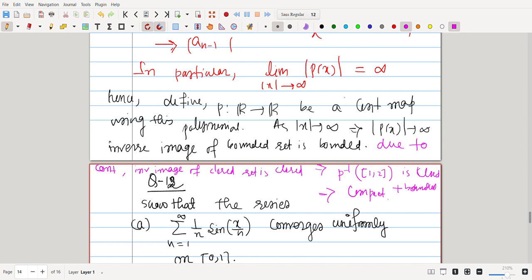Okay, so since as mod x tends to infinity, mod px goes to infinity, so inverse image of bounded set is bounded, and due to continuity we know that inverse image of closed set is closed. So hence P inverse closed interval 1 comma 2 is bounded and closed, hence compact.